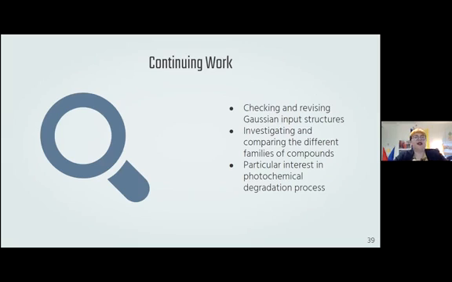And what is some of the continuing work? One of the first things would be checking and revising those Gaussian input structures to make sure we're getting the most accurate data out of the calculations. It might also be worth investigating and comparing the different families of compounds to see if we see different relationships for these different families. And I particularly am interested in the photochemical degradation process and looking more into how that works in our atmosphere.